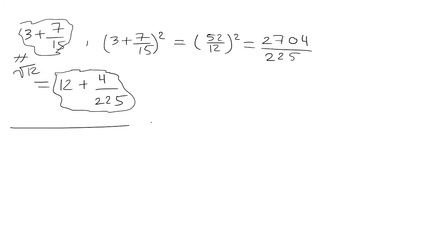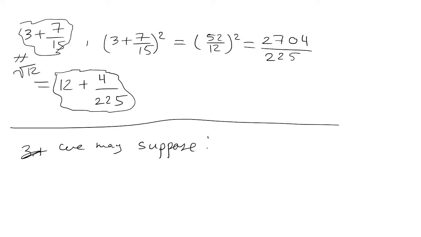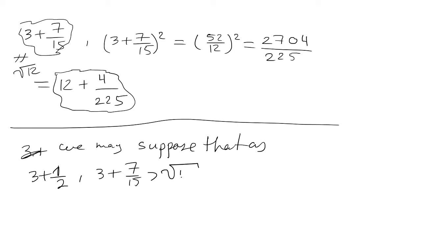So let's try with another example here. Okay, we may suppose that 3 plus 7 divided by 15 is greater than the square root of 12. It might be possible to add to 3 a fraction a little less than 7 divided by 15, and precisely such that the square of the sum would be equal to 12. So we're trying again with another example.